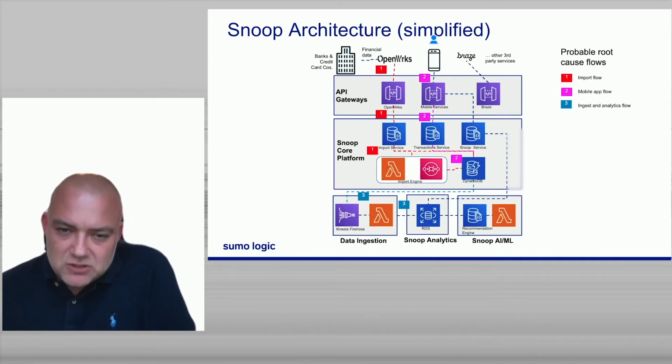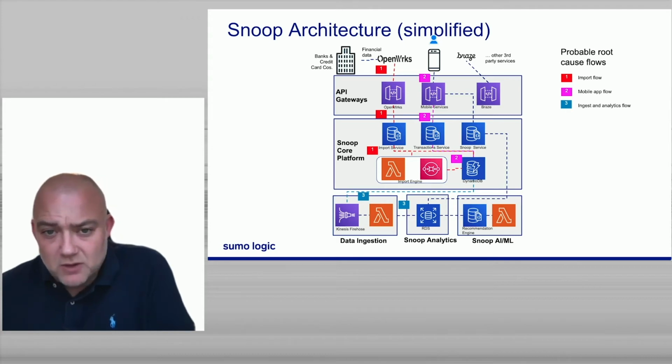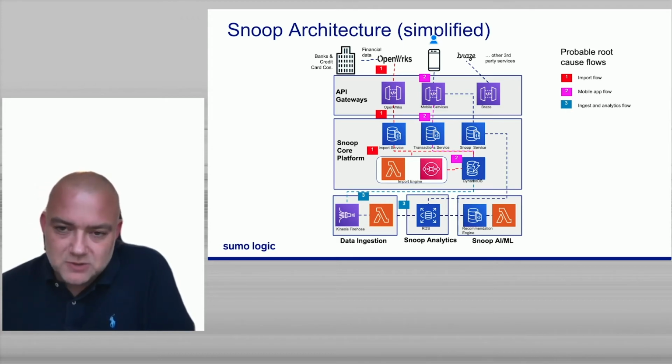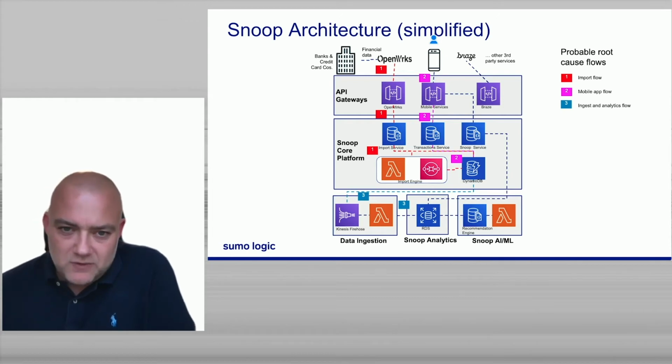And just looking at the root cause flows, we've got this import flow, which, as I said, is a hook from OpenWorks saying the transactions are ready to go and collect. We've got the mobile app flow, which is directly consumer facing. So that's where they look at their transactions, their money management, and also their Snoops for those insights into how they can save money. And then we've got this ingest and analytics flow, the back end, where those Snoops get created and the numbers are crunched. So let's have a look at the demo and look at a real incident that we had.